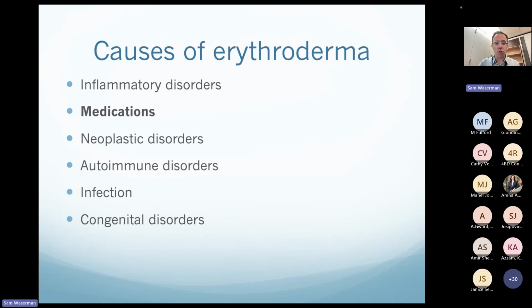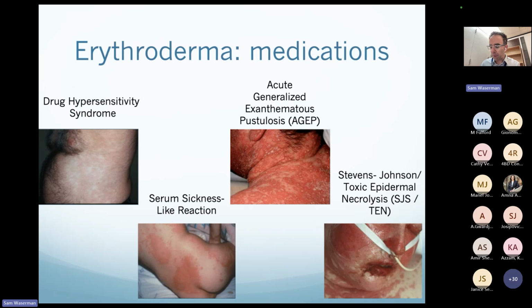So now, causes of erythroderma, medications. I'm not going to talk very much about this simply because we had that excellent presentation from Dr. Fahmy previously, and I feel like this is something that's constantly presented on. But just to briefly touch on a few things. So we see on the left the drug hypersensitivity syndrome, typically fever, hepatitis, nephritis. We see a serum sickness-like reaction: fever, urticarial rash, arthritis, high fevers at that, and angioedema.